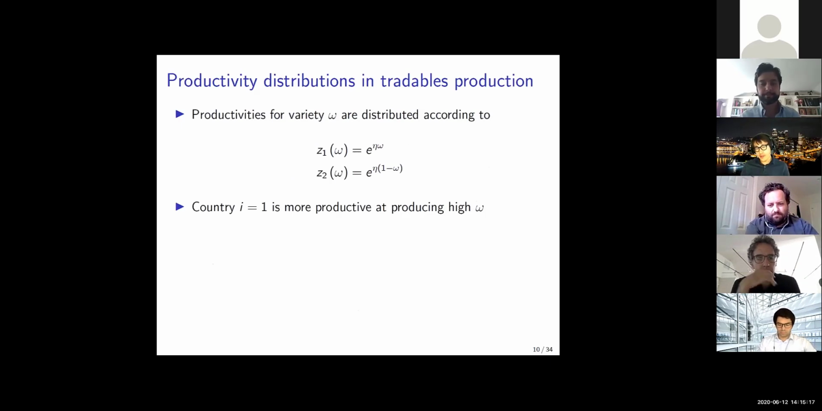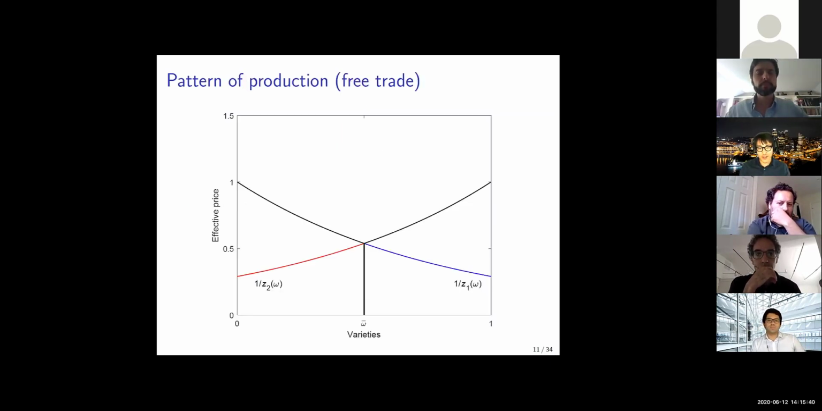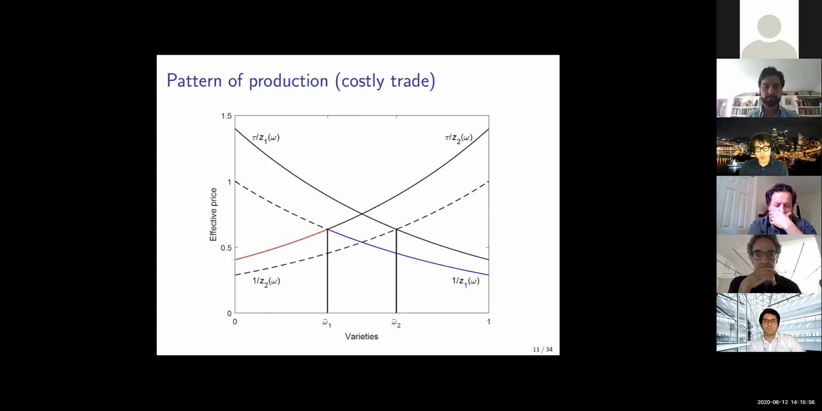Okay, and then for simplicity, we're going to assume that the productivities for these omegas are distributed according to this exponential function, so that country 1 is more productive at producing the high omegas, and country 2 is more productive at producing the low omegas. This is more of a trade literature, so I'm assuming everyone understands how at least this part of the model works, so I'm just going to skip this. There are some effective prices in this free trade equilibrium, with perfect, complete specialization. When there are transportation costs or tariffs, the imported prices go up, and that leads to these regions of no trade in the middle. Okay.